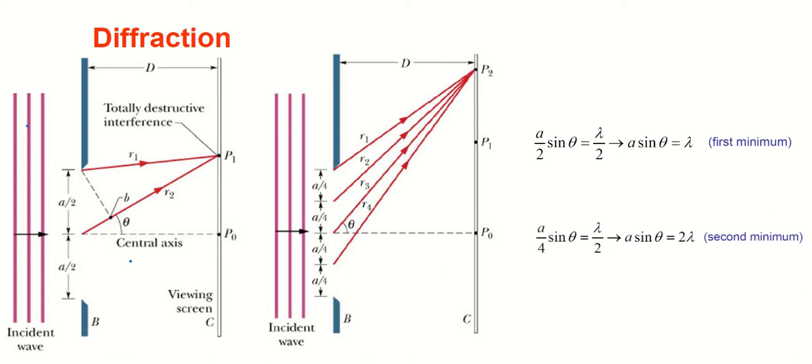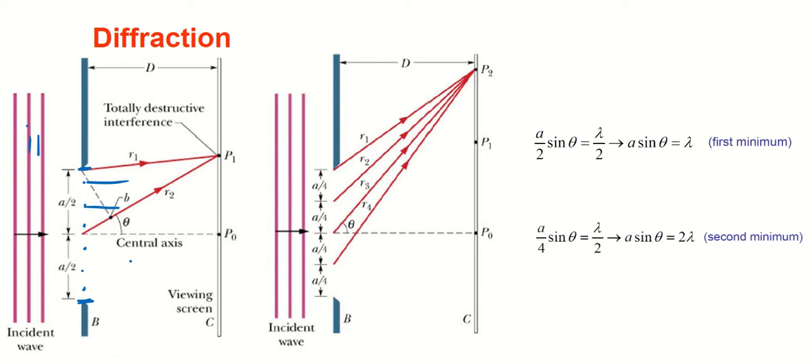In this video, I will explain the diffraction minimum condition. A plane wave hits the single slit of width a. From this point to this point, it is a. According to Huygens' principle, each point in this slit acts like a secondary light source.